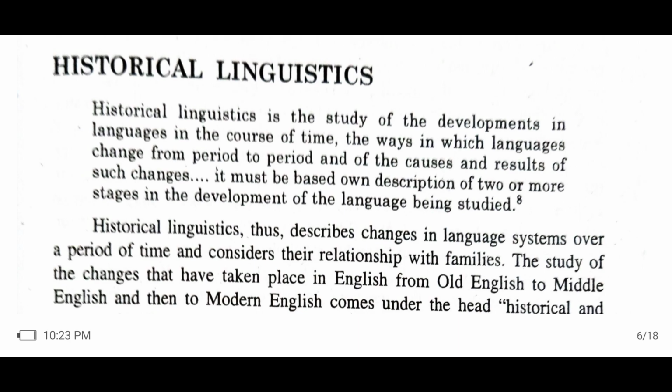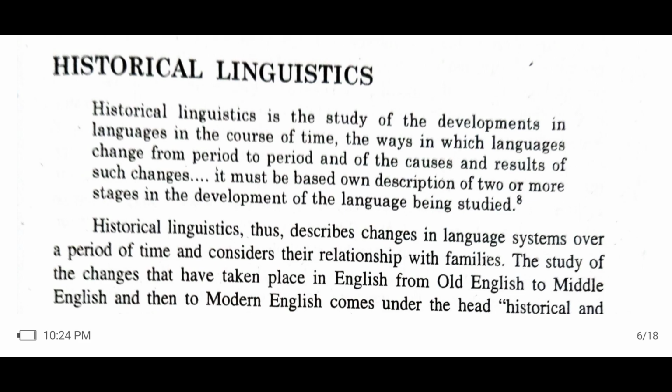Today the topic is historical linguistics and some of its branches and kinds. So let's get started. Historical linguistics is the study of the developments in language in the course of time, the ways in which languages change from period to period, and of the causes and results of such changes. It must be based on the descriptions of two or more stages in the development of the language being studied.